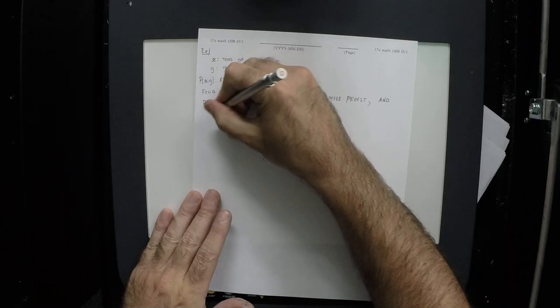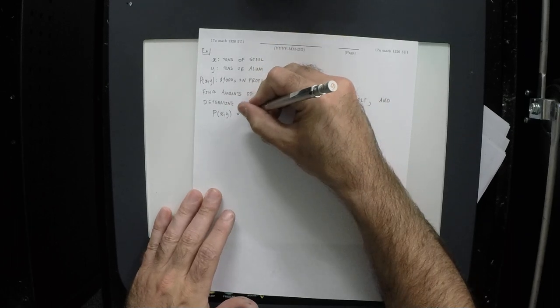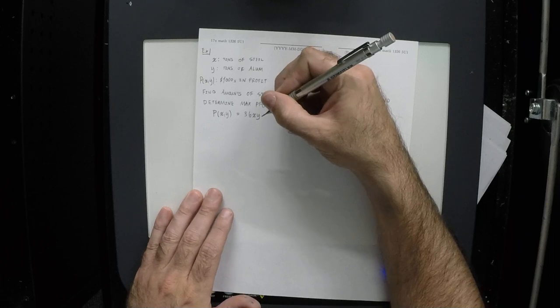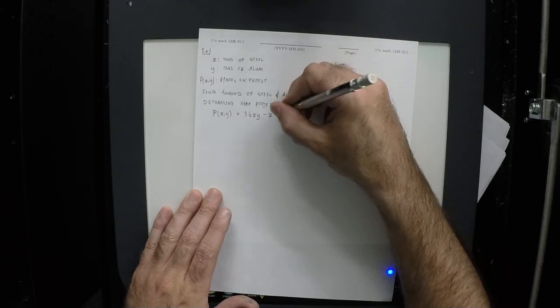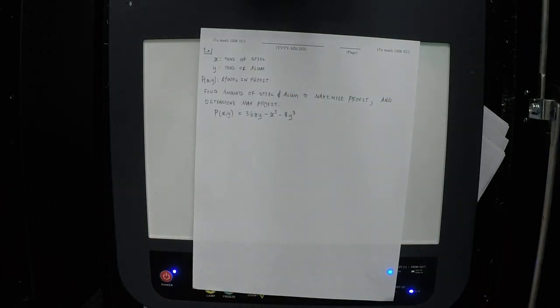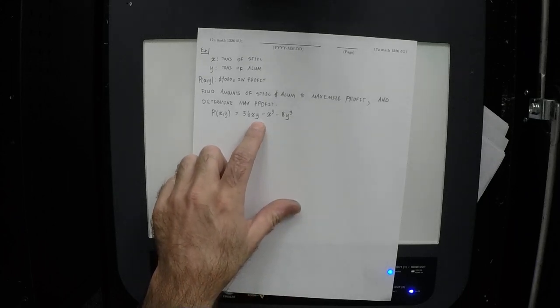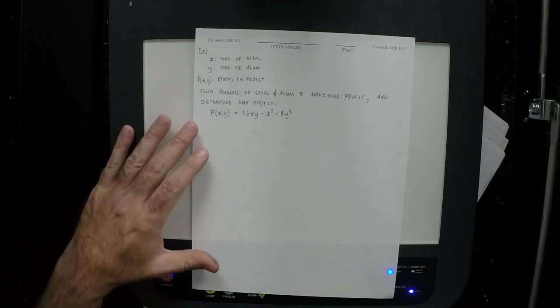And the function is 36xy minus x^3 minus 8y^3. So now I say that this is completely implausible, only from physical considerations. How could it possibly be that we need to compute the product of the tons of steel and aluminum in our profit function? It makes no sense. Okay. Fine. What should we do?